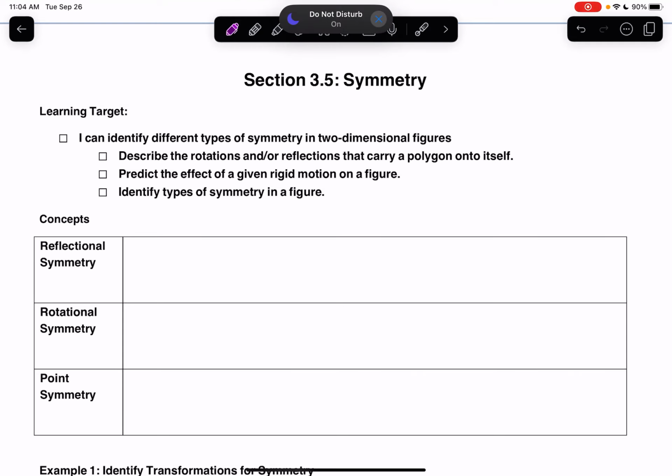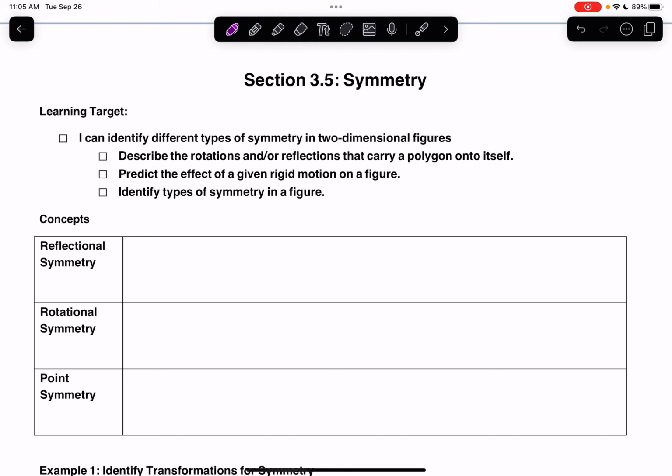Hi, everybody. We are going to talk about section 3.5 today, which is all about symmetry. This is, I think, by far the easiest section in chapter 3, so it should be pretty simple for you to do just through a video here, especially because you probably already know what symmetry is. You've seen it in other classes, you've seen it outside of class in just regular life, so you're probably pretty well versed in this already.